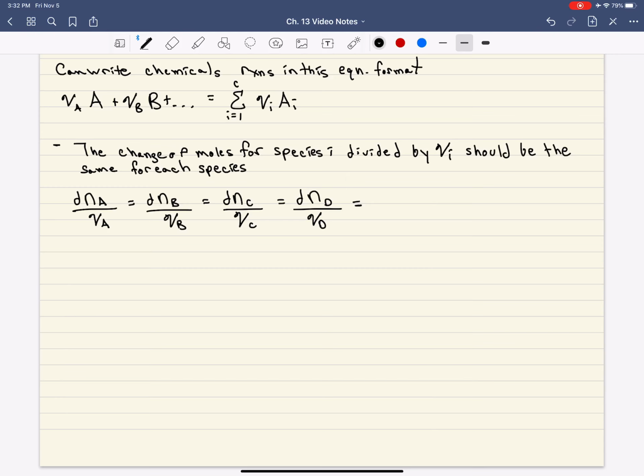And all the ratios are the same, and they're going to be equal to what we call the derivative of the extent of reaction, which is this epsilon symbol here. Okay? And so this is called the extent of reaction. And the way to think about the extent of reaction is it's just kind of a fancy way of saying the number of times a reaction occurs. Okay?